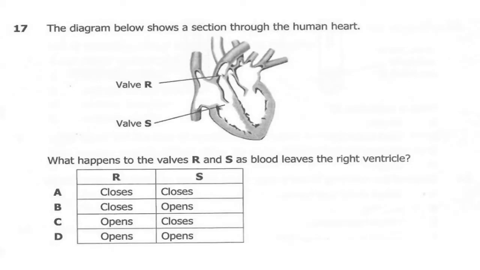Question 17. The diagram below shows a section through the human heart. What happens to valve R and S as blood leaves the right ventricle? A. R closes, S closes. B. R closes, S closes. C. R opens, S closes. D. R opens, S closes. Sorry, S opens. So what is the correct answer here, chat? Let me see your answer in the comment section. Is it A, B, C, D?